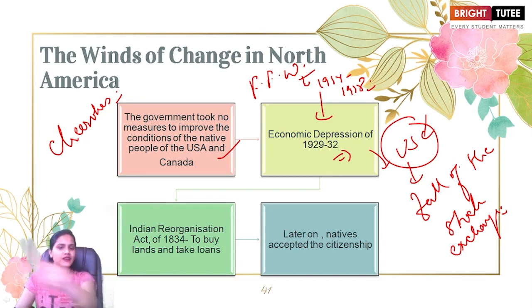In the US, it had a larger impact because it had been a creditor to all the nations, and now it again became a debtor. So this was a very difficult situation.